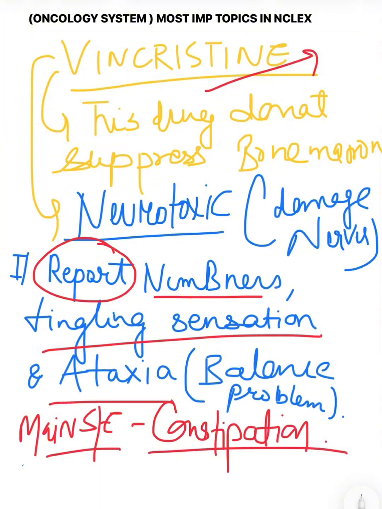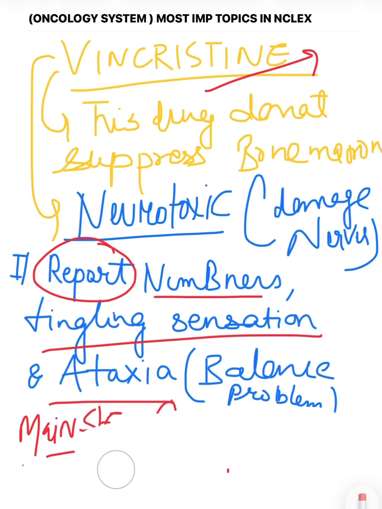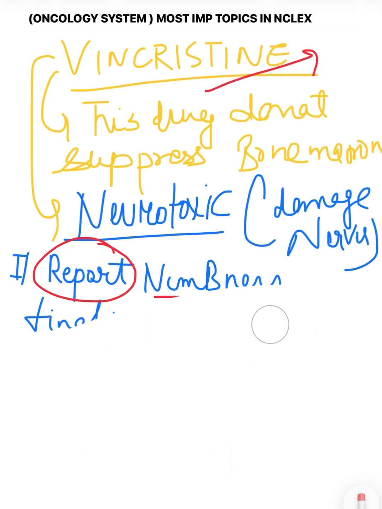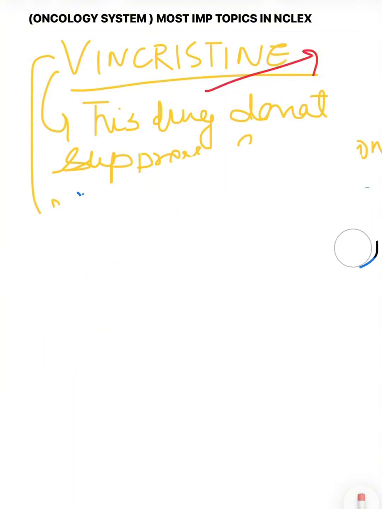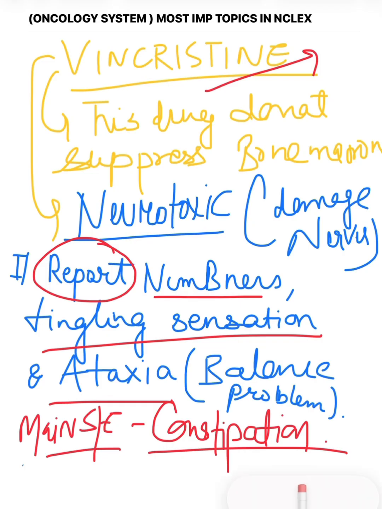So vincristine does not suppress the bone marrow, it is neurotoxic, so it damages nerves. So we have to report if there is numbness, tingling sensation, and ataxia. The main side effect is constipation. We have to give a high fiber diet, 2 to 3 liters of water, and stool softener.